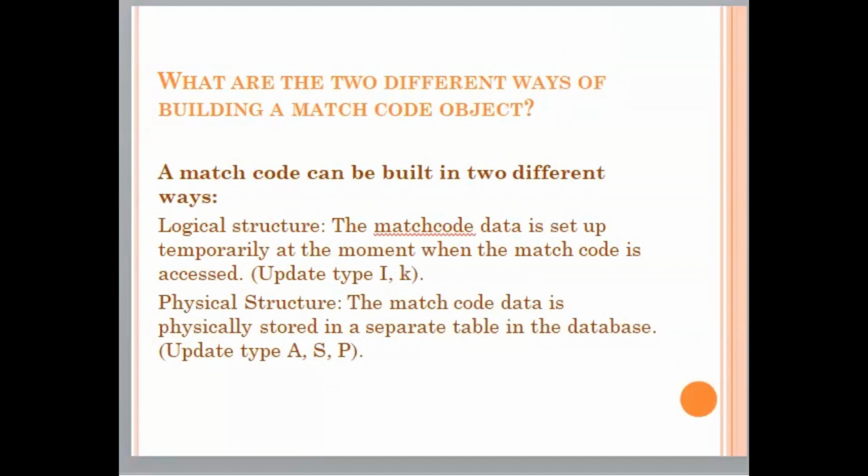What are the two different ways of building a match code object? Answer. A match code can be built in two different ways. Logical structure. The match code data is set up temporarily at the moment when the match code is accessed. Physical structure. The match code data is physically stored in a separate table in the database. Update type ASP. Thank you.